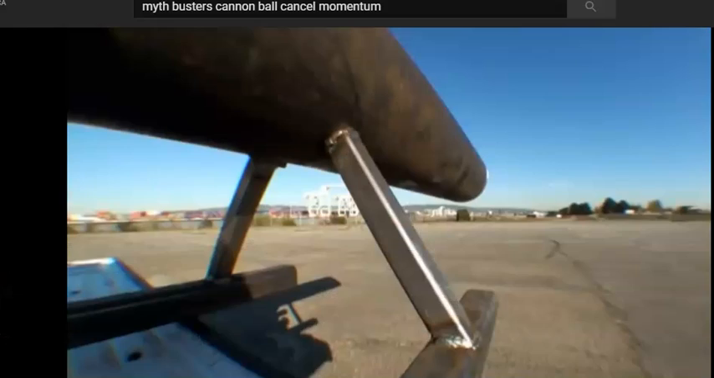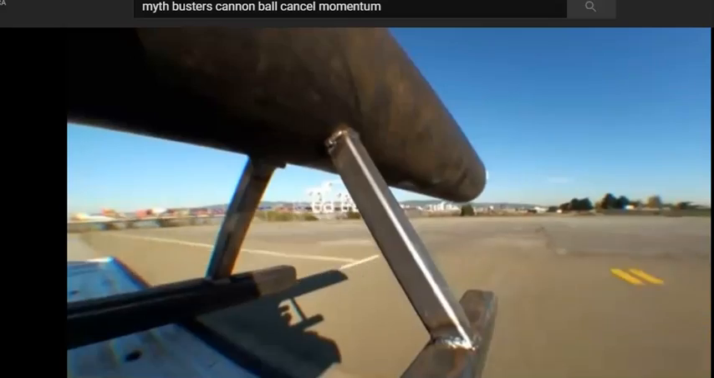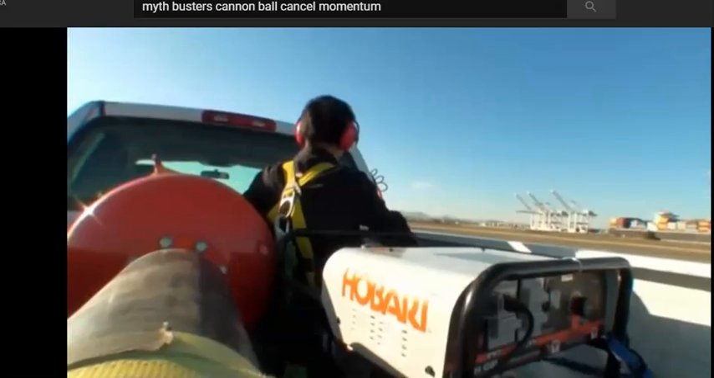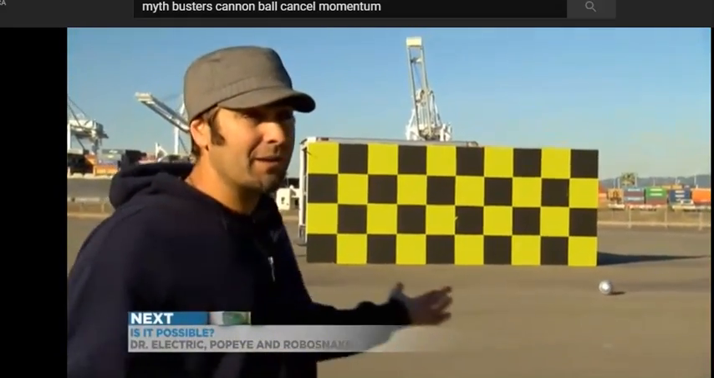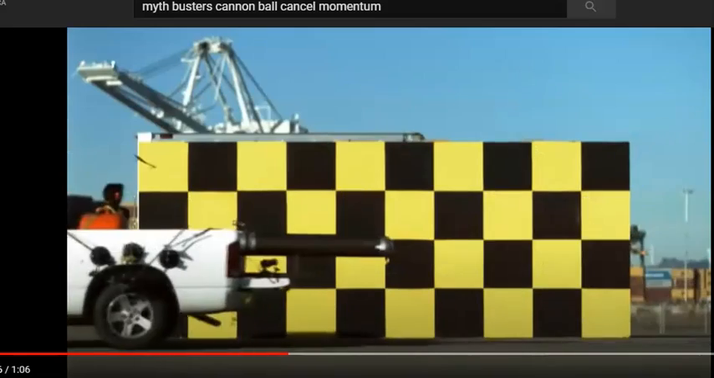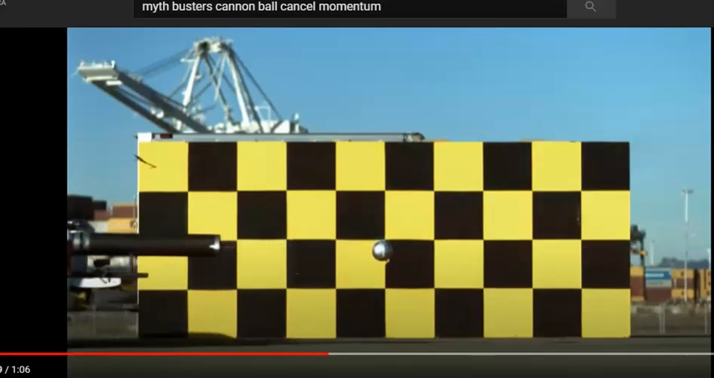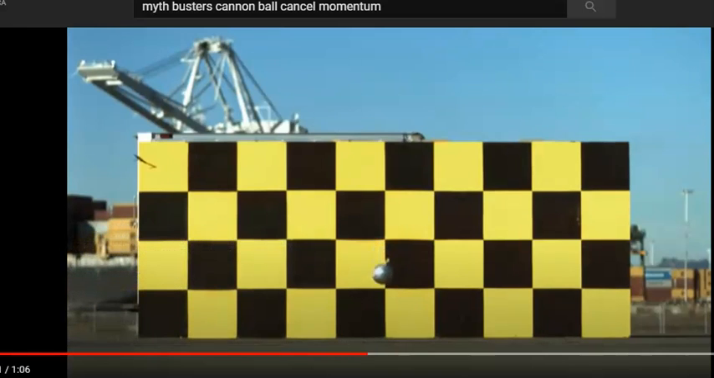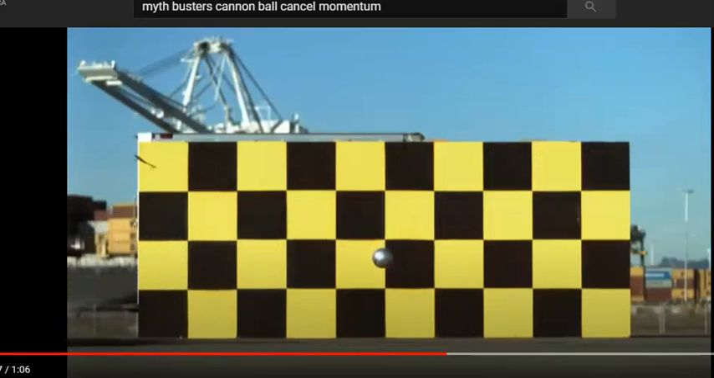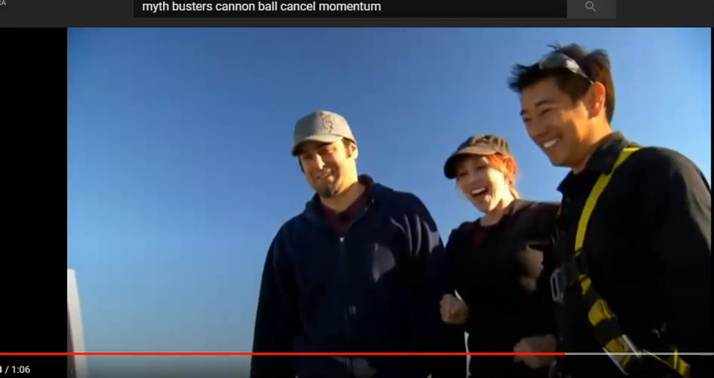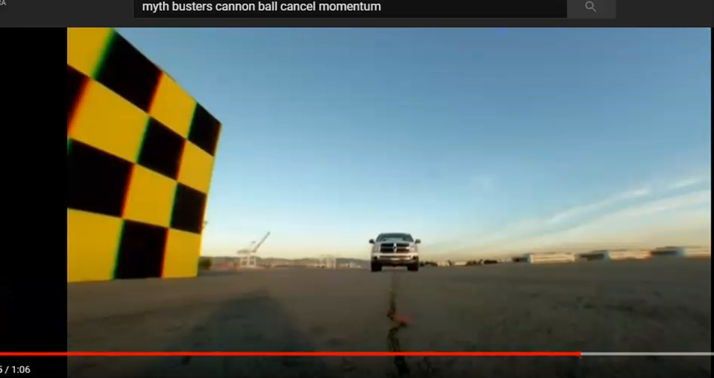So what's happening here is we've got this cannon that's being shot out of the back of a truck as it's moving along, and they're just watching this as this is moving along. Now, they're trying to shoot this ball at the exact same velocity backwards as it's moving forwards. And as we can see, the ball does not move with respect to the ground. Right? Took a little bit of finagling, but they were able to do it.